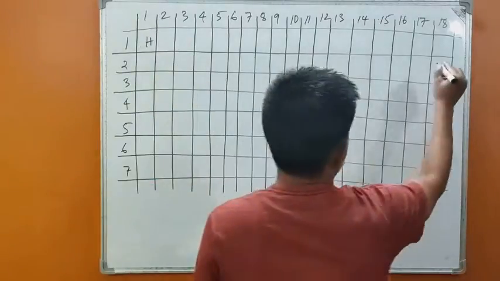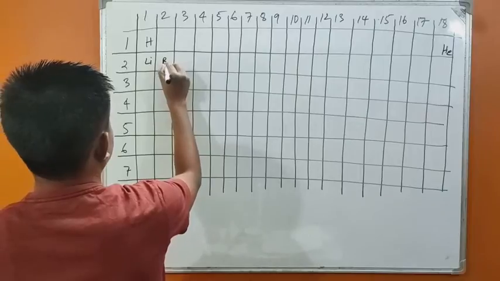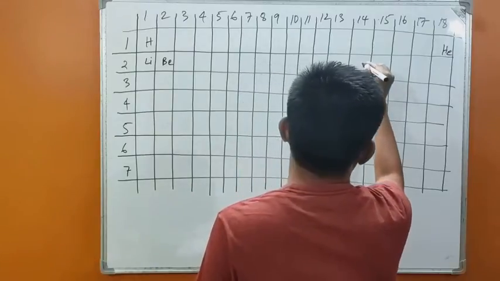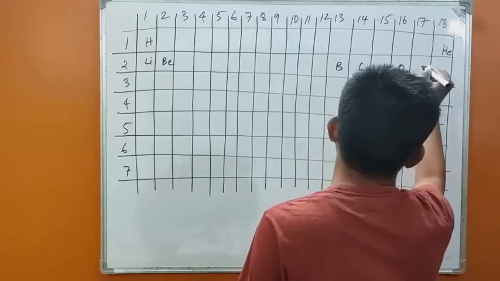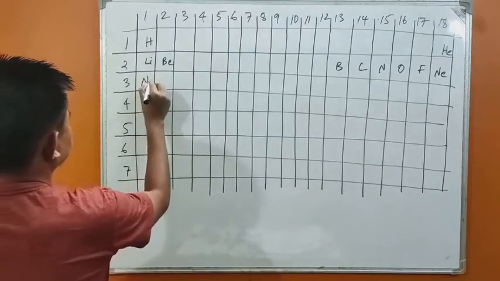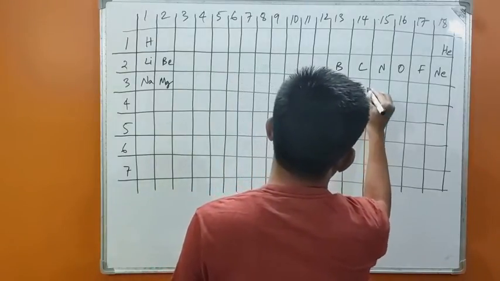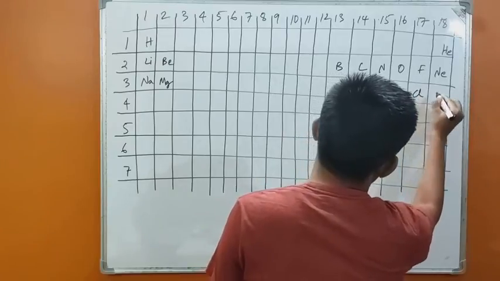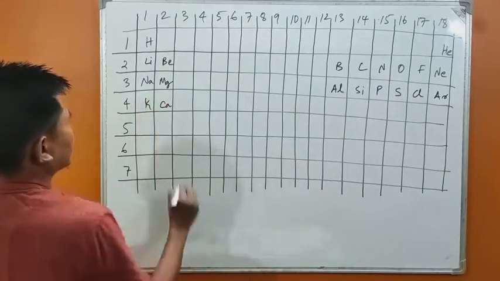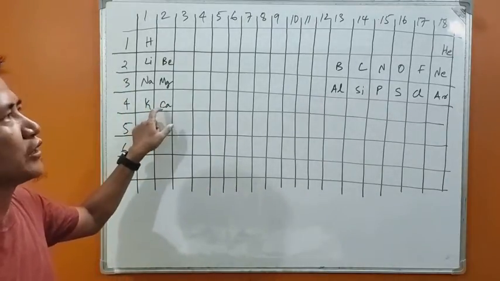Hydrogen, helium, lithium, beryllium, boron, carbon, nitrogen, oxygen, fluorine, neon, sodium, magnesium, aluminium, silicon, phosphorus, sulfur, chlorine, argon, potassium and calcium. Up to class 10, this many elements is enough. We don't need to learn all the elements. If you learn up to 20, then it is enough.